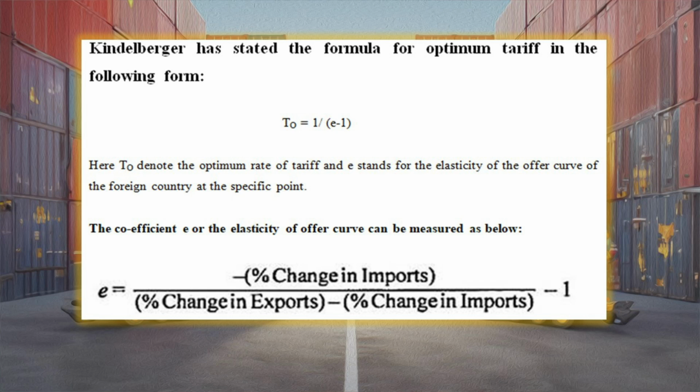So when we are determining the optimum rate of tariff with the formula 1 by E minus 1, E stands for the elasticity of the offer curve, and the elasticity of the offer curve can be derived with the following formula: minus percentage change in import, that is, percentage change in import is negative, divided by percentage change in export minus percentage change in import as a whole, minus 1. So with this formula we can determine the optimum level of tariff.